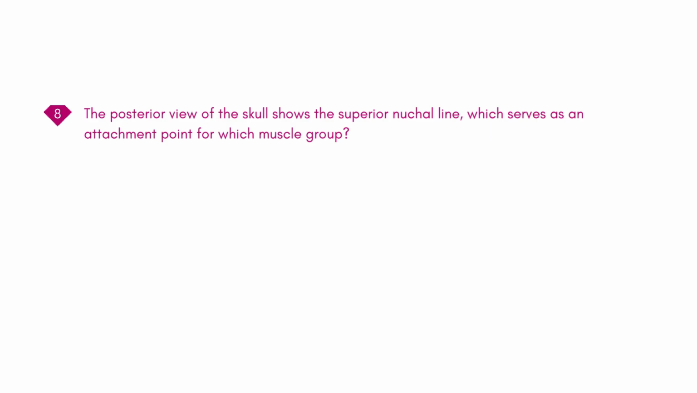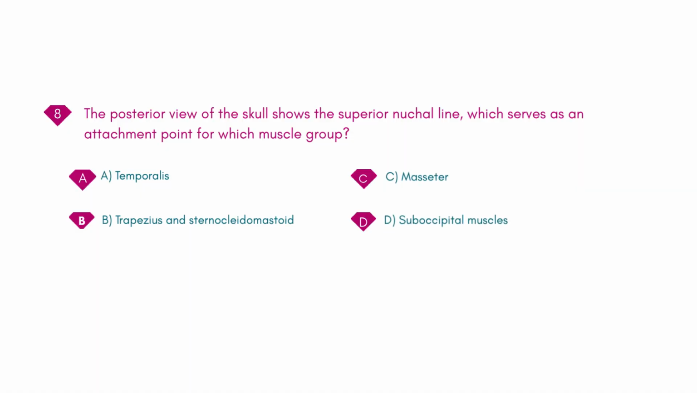for which muscle group? A. Temporalis. B. Trapezius and sternocleidomastoid. C. Masseter. D. Suboccipital muscles. Answer: B. Trapezius and sternocleidomastoid. Which suture separates the occipital bone from the parietal bones in the posterior view?